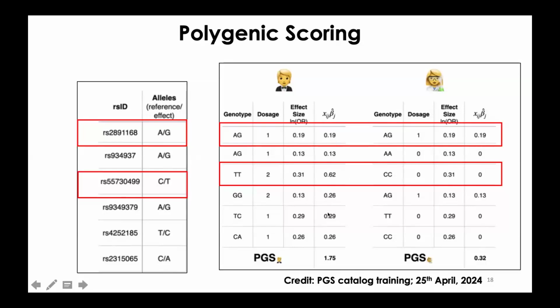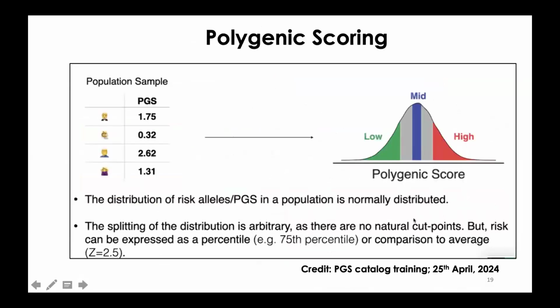Then you do that for millions of SNPs, and you sum up for each individual. Here we see this one has 1.75, this one is 0.32. So that means this person, in this simple example, is at a higher risk of whatever they were calculating compared to this individual. That is done for everyone. Of course, you can't do that manually. That's why we employed tools like PRSice-2 and PRS-CS. Then based on each individual's score, you can aggregate them.